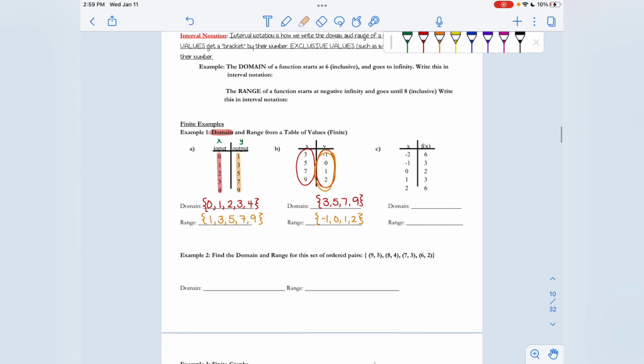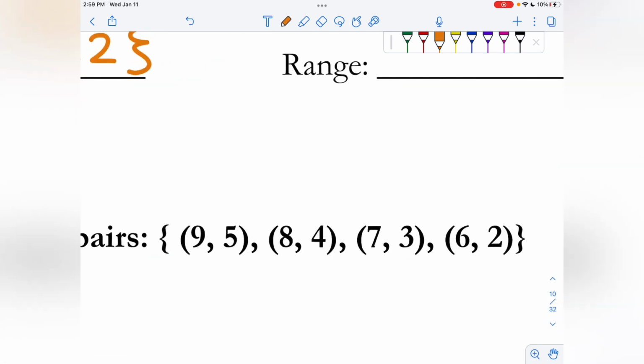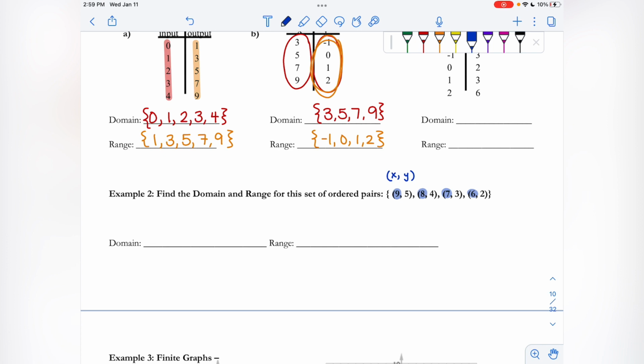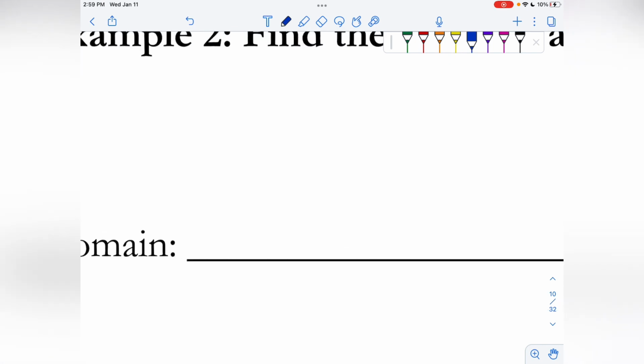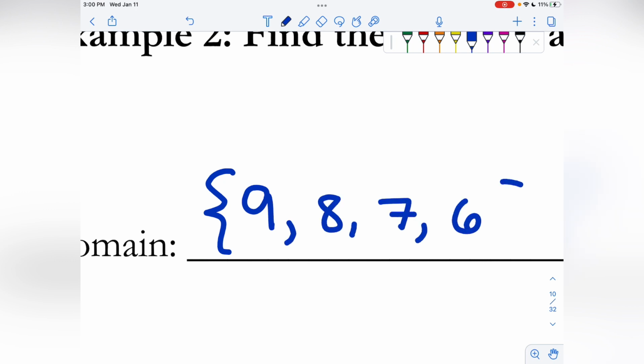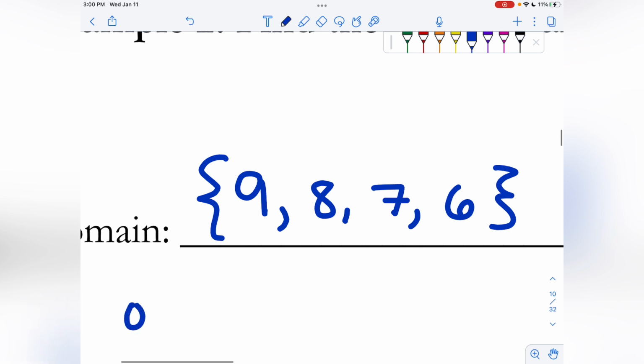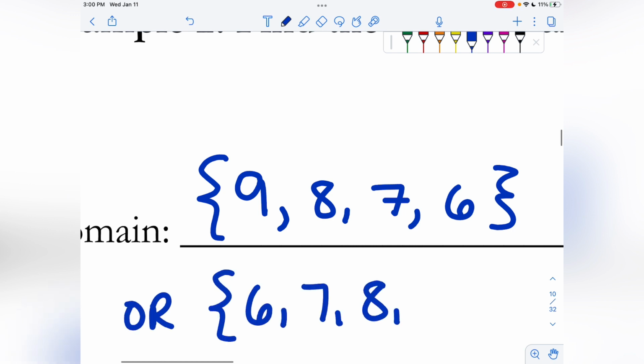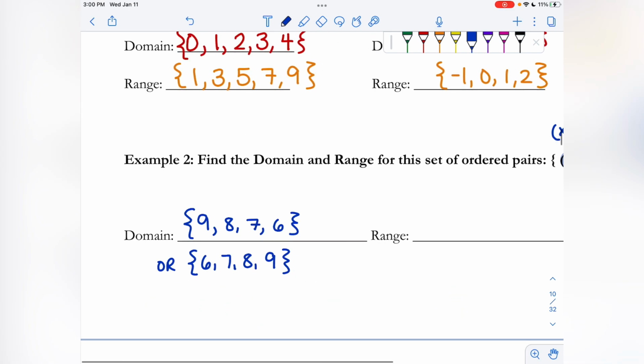For example 2, if I give you ordered pairs, it's the same thing. Remember, all ordered pairs are x, y. X's are your inputs, so your inputs are your domain. So your domain is 9, 8, 7, and 6. Technically, you should write least to greatest. So this was greatest to least, so another way to write the answer would be 6, 7, 8, and 9. I'm not too picky on the way you do it.